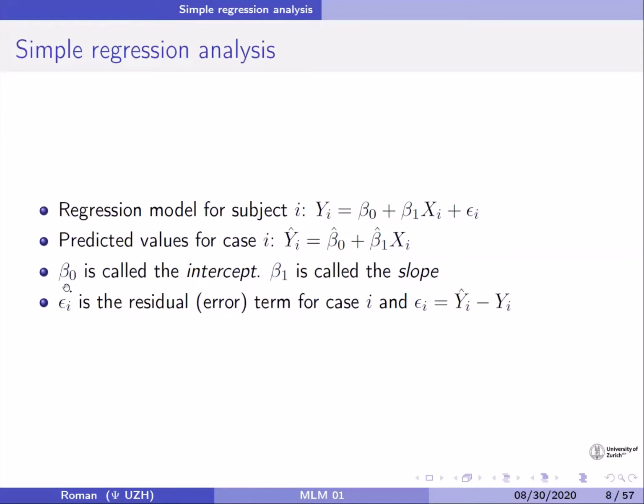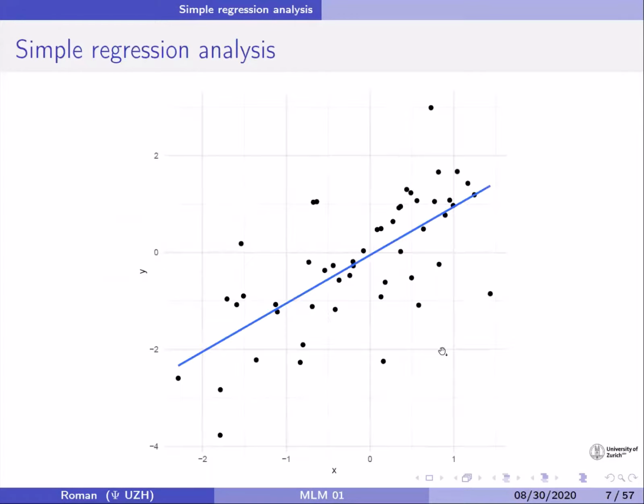So our beta 0 is called the intercept, and beta 1 is called the slope. And epsilon i is the residual term or the error term for that case. Now notice that the error is the prediction subtracted by the actual score.